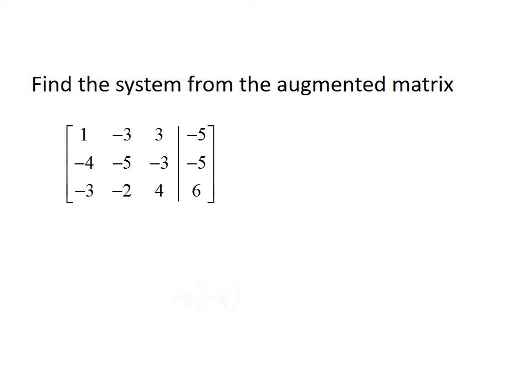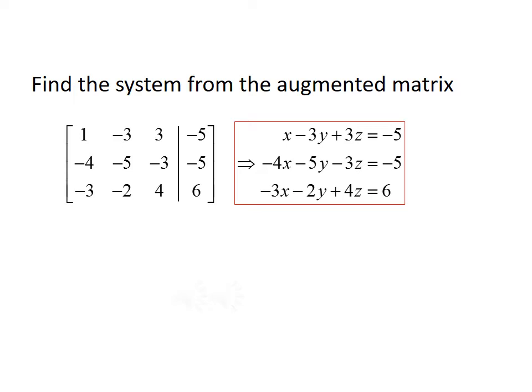So let's consider the matrix with the first row being 1, negative 3, 3, negative 5, the second row being negative 4, negative 5, negative 3, negative 5, and the third row being negative 3, negative 2, 4, and 6. We want to take this matrix and use it to write a system of equations. So again, the rows represent the different equations. The first column will be our x coefficients, the second column will be our y coefficients, the third column will be our z coefficients, and the column on the other side of the vertical line will be our constants, with the vertical line being the equal sign.